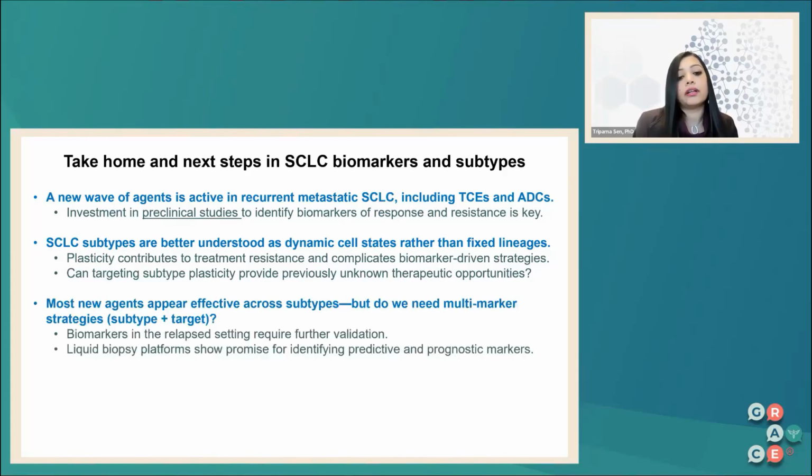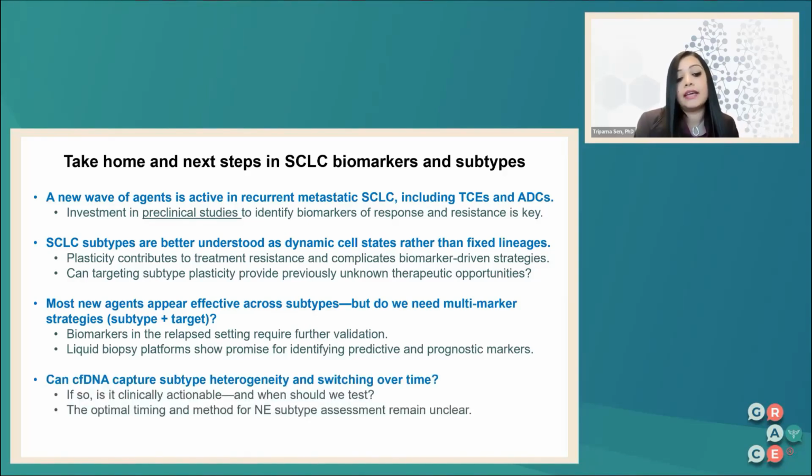And of course, there are clinical trials ongoing. I think we need to understand whether we need multiple biomarkers and when do we actually assess. So biomarkers in the relapse setting, we need further validation for that, and whether liquid biopsy could show promise in predicting these biomarkers, whether they could be predictive and prognostic biomarkers, and can cfDNA capture these? When should we test? And based on what we see, can we switch therapy? And what would be the optimal timing of doing this testing?